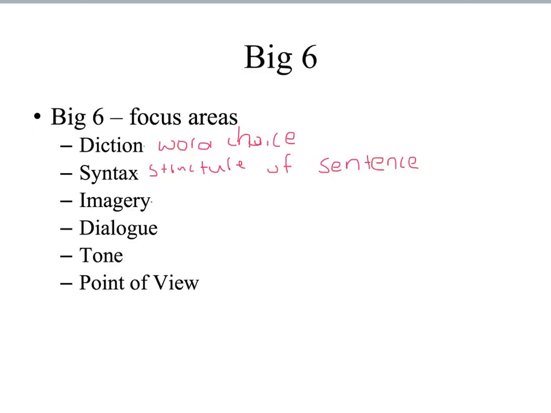When we say imagery, this one's important. Imagery is any visualization that appeals to the senses. So it's any sensory description. Imagery could be describing the way something smells, the way something sounds, the way something feels. All of those fit under the category of imagery. Dialogue, obviously, is what people say. Tone is important. Tone is the attitude of a piece.